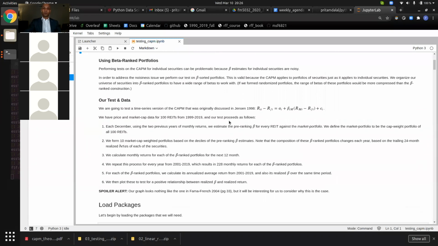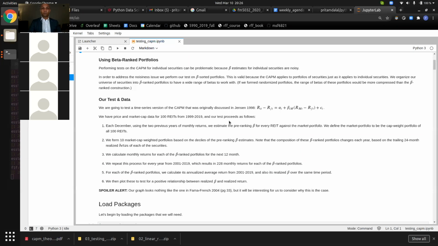Okay, cool. So performing tests on the CAPM for individual securities can be problematic because when you try to estimate betas for individual securities, those estimates can be very, very noisy. So in order to address this noisiness, we're going to perform the test on beta sorted portfolios. I'll explain what that means in a second. But it's valid to test the CAPM on portfolios of securities because it applies to individual securities in the same way that it applies to portfolios of securities.